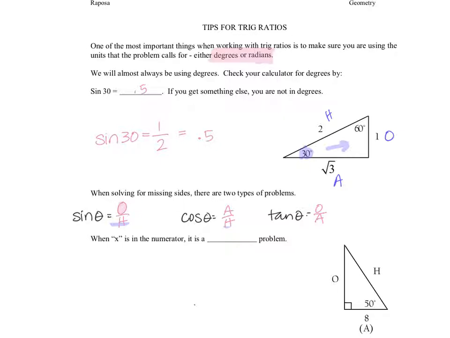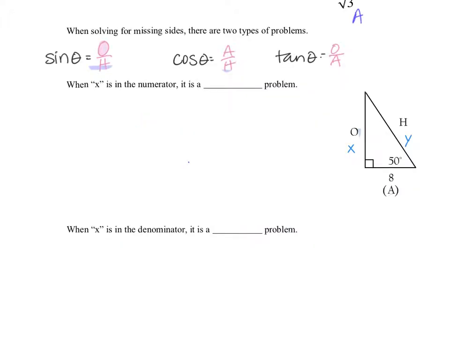Now, for solving. I've taken the steps to label our sides with an X and a Y. We're going to find the measures of both of these sides, and we're going to round to the nearest tenth place. When X is in the numerator, it will be a multiplication problem, and you'll see what I mean by this. Step one in solving any trig ratio is, what do you have, O or A, and what do you need? So, which of these trig ratios above uses O and A? That would be tangent. So we're going to use that trig ratio.